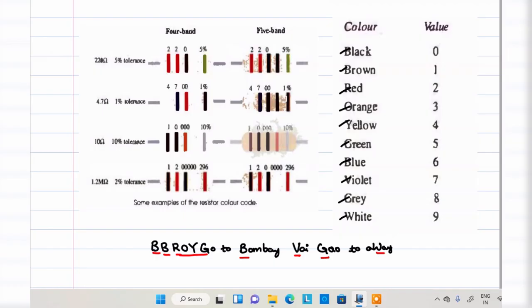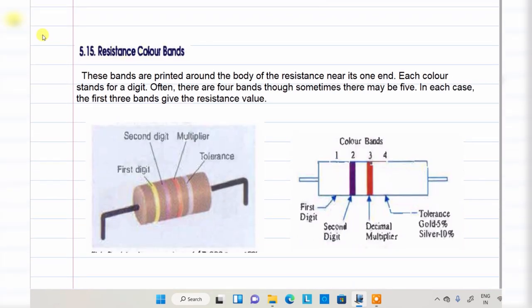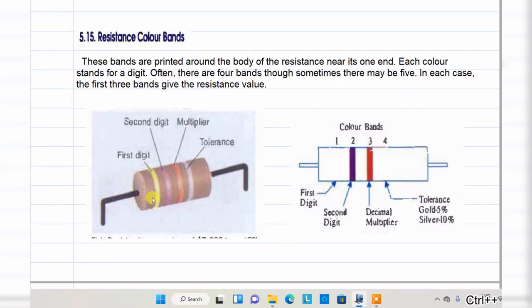So let us discuss. I will take some examples, then we'll discuss the 4-band and 5-band resistors. Before I explain these examples, we'll see the background: how the resistor value is mentioned in this color code. We'll discuss the basics first. Right here, see, resistance color bands. On top of the resistance, some colors are mentioned. These colors may be 3 bands, 4 bands or 5 bands. We'll see one by one.